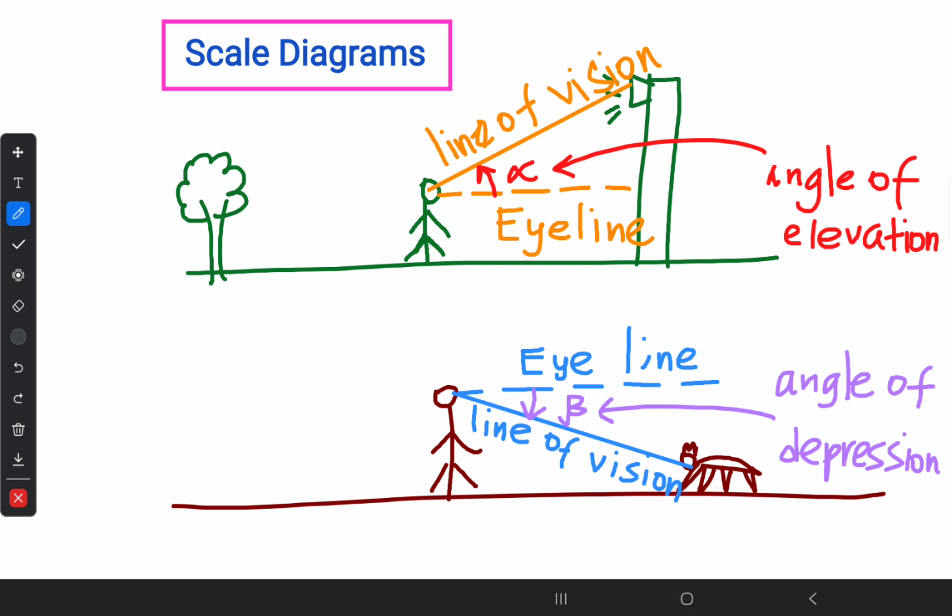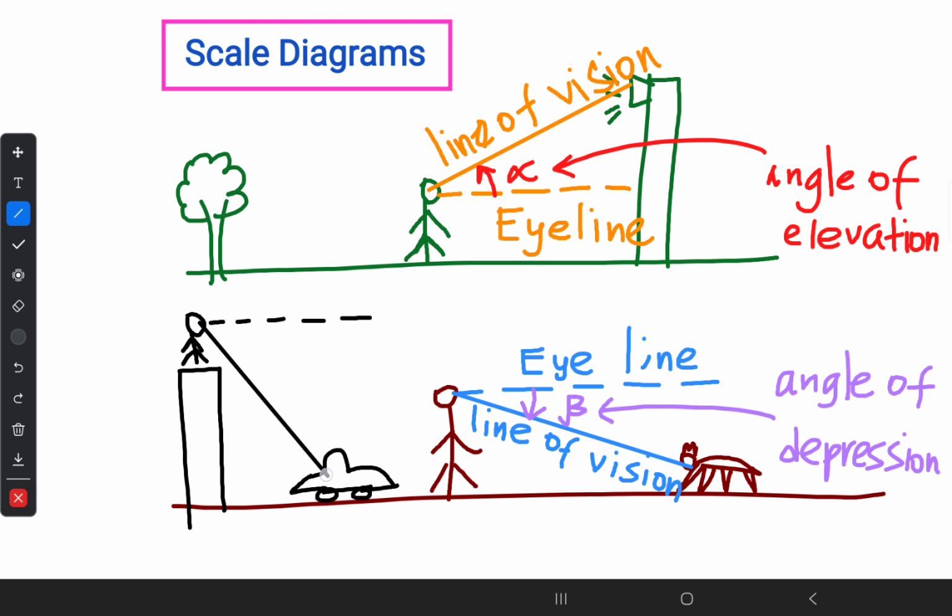Mostly students, if there is a building, okay, think about it, you are on top of a building, you are just observing a small car which is parked in the road. To observe that, how to draw the eye line and everything? First of all, before drawing the line of vision, you have to measure what would be the eye line. This would be your eye line. From this eye line, you are looking below. So this would be the angle of depression in this case.